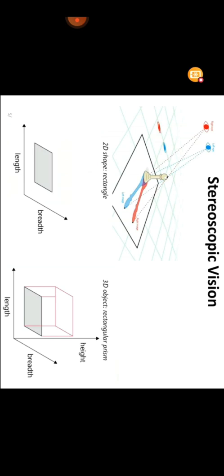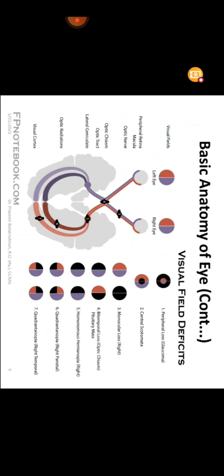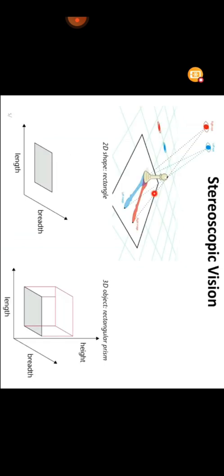the images from the left and the right eye, which are focused independently, will be fused together into one object which has a three-dimensional nature. That is, it will have a length, a breadth, and a height. You can see this three-dimensional nature here. It will have a breadth, a height, and a length.